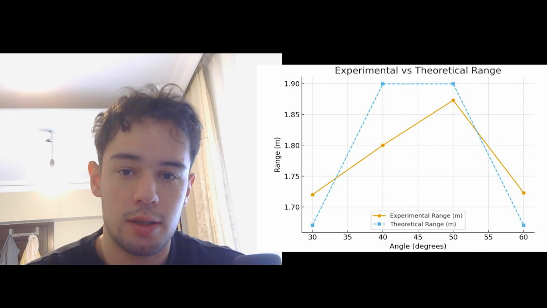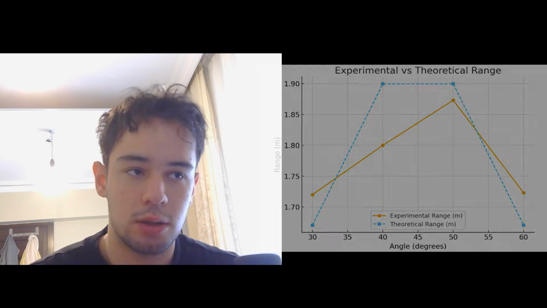Also, from the graph we can see that the behavior is roughly similar, even though not identical. The possibilities for mistakes are included in my conclusion. So overall, I would say that I was able to validate the theoretical range formula in projectile motion.